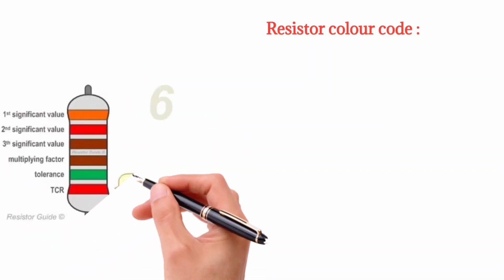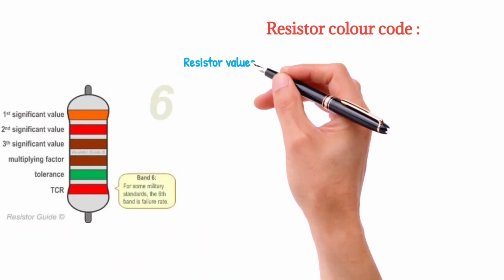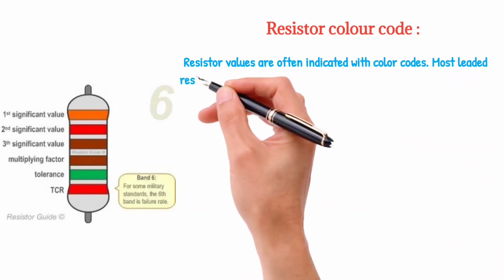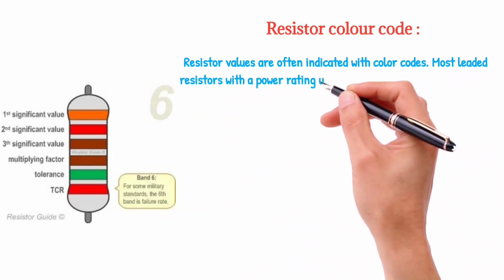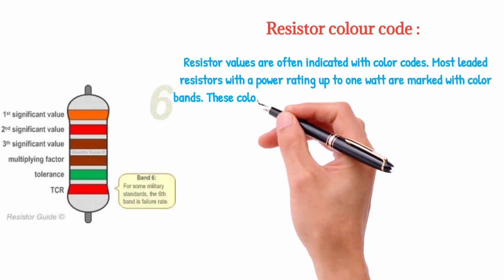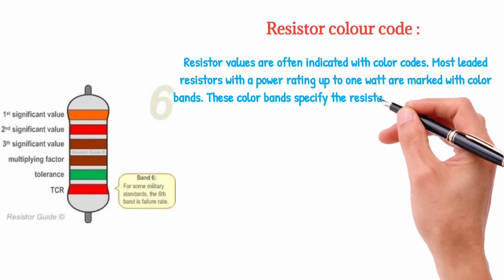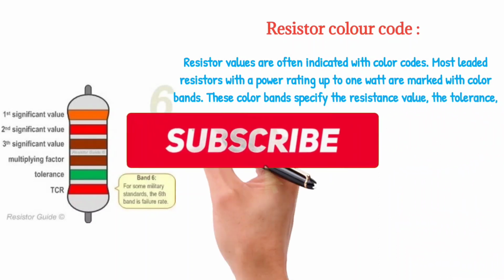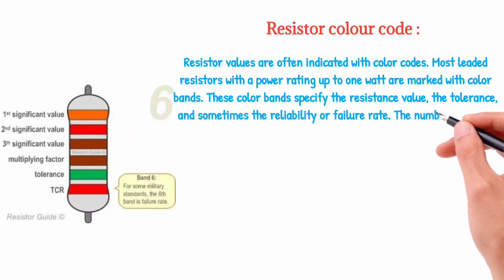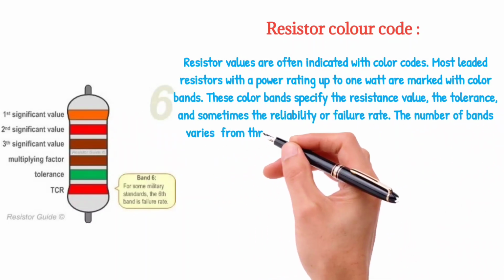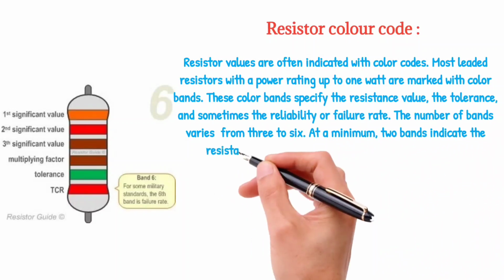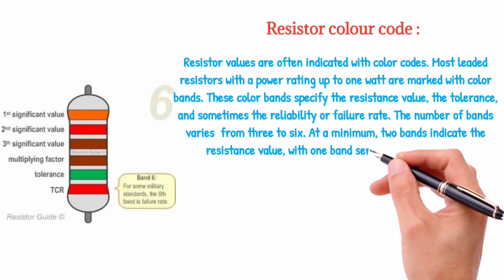Resistor color code. Resistor values are often indicated with color codes. Most leaded resistors with a power rating up to 1 watt are marked with color bands. These color bands specify the resistance value, the tolerance, and sometimes the reliability or failure rate. The number of bands varies from 3 to 6. At a minimum, 2 bands indicate the resistance value, with 1 band serving as a multiplier.